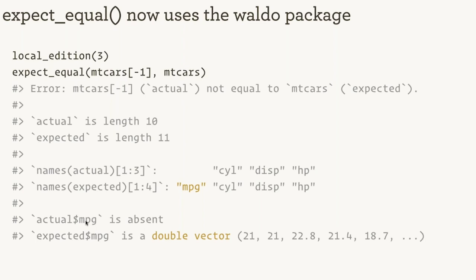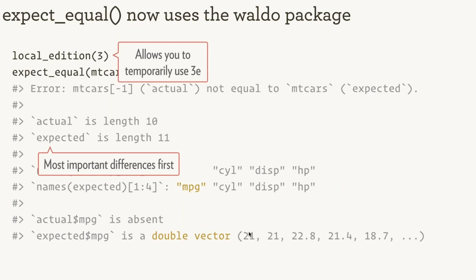The actual, it's absent. And as I read this, that is clearly not the case because it's absent from the expected. So I think I've messed up the labels here, so I'll have to fix these. This should say expected MPG is absent, and this should say actual MPG is a double vector. So once I fix those labels, that allows you to precisely see what the differences are.